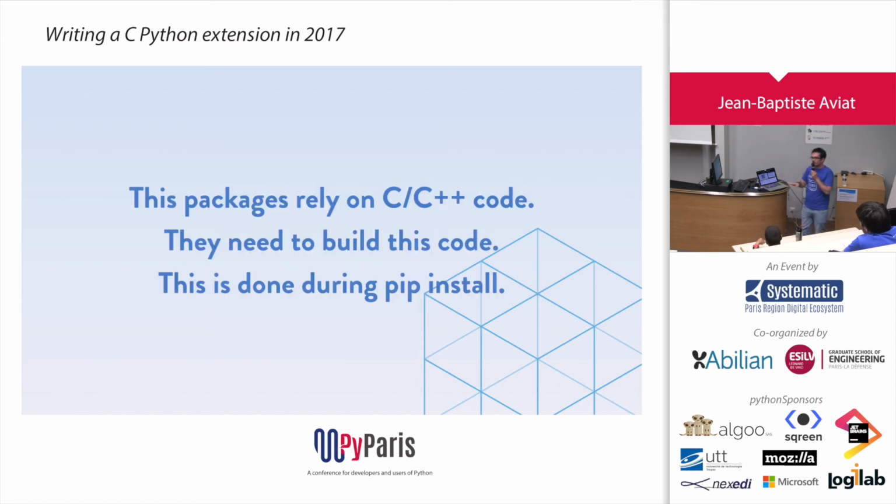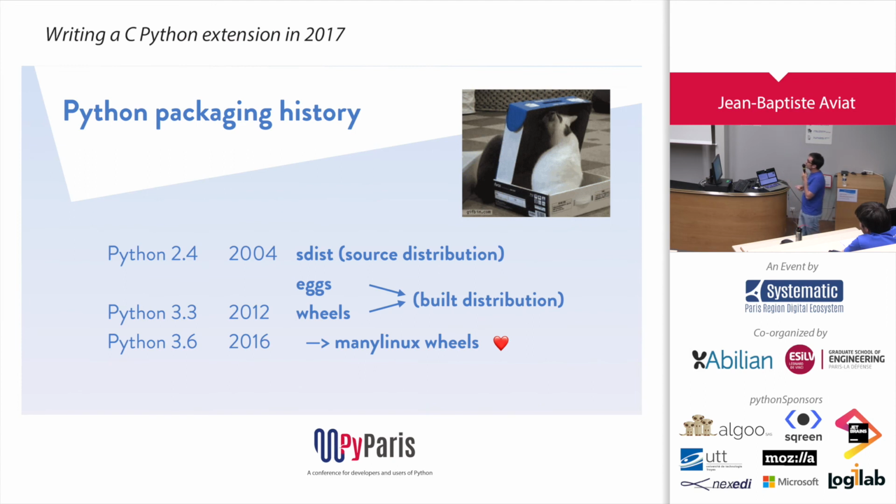So no matter how stable our library is, we don't want to ship it like that. We need a bit more work. So all the packages we have seen, they rely on C and C++ code. So they need to build this code. Building this code is done during the pip install, and this is when you get these failures.